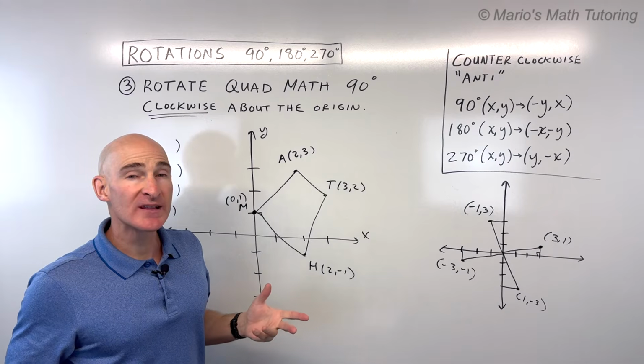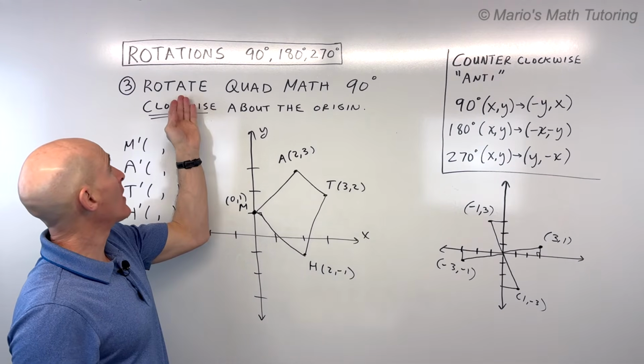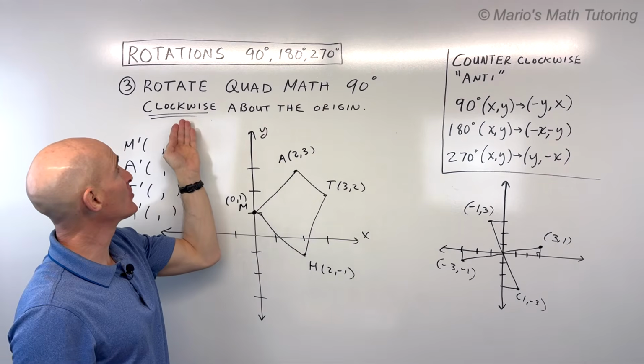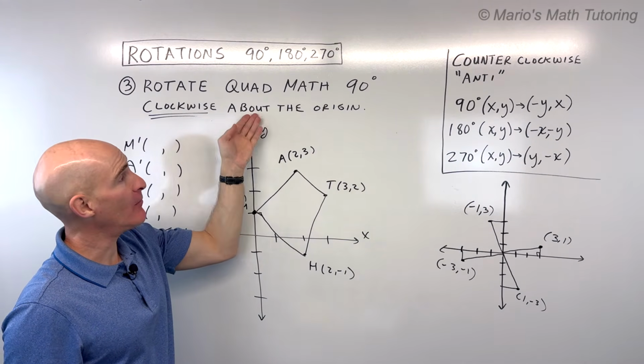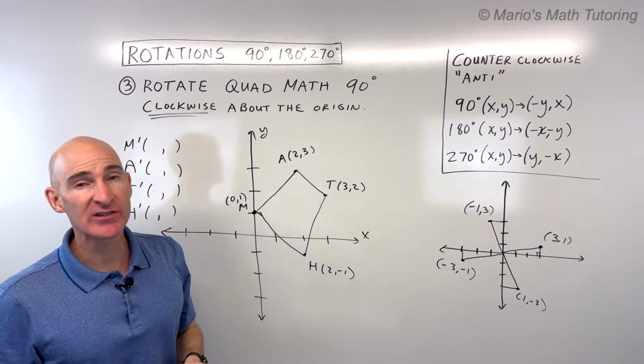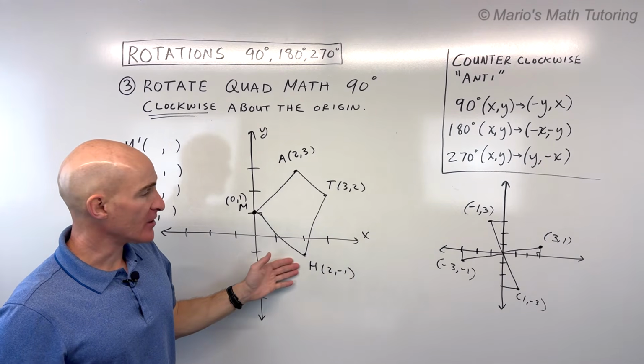Okay, see if you can do this last example on your own. We want to rotate quadrilateral MATH, math, right? 90 degrees clockwise about the origin. So pay attention here. This one says clockwise, a little bit of a twist there. And we've got our figure right here. So go ahead and do that.